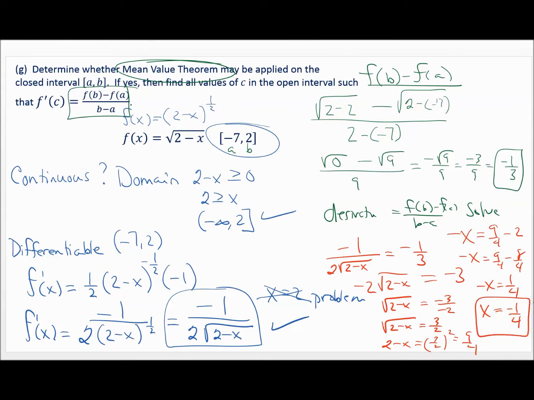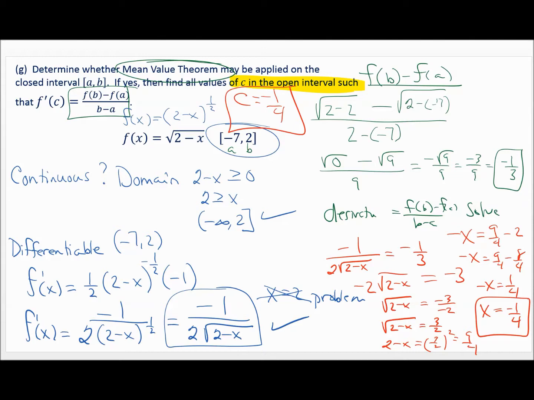Now, what is that really? That is my c value. So right here, my c value is -1/4. Now, you always check to make sure that value is within your interval. And -1/4 does live between -7 and 2. If we graph this, we could probably see what's going on as far as the slope of the tangent line. You want to take a look at that?